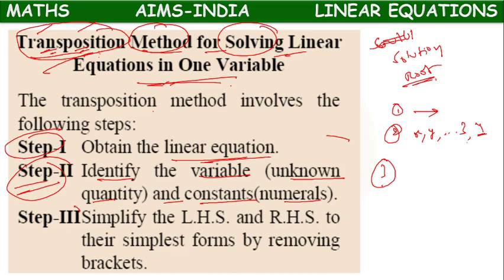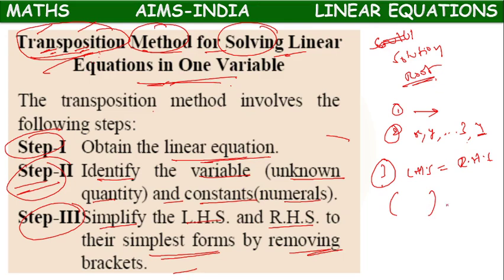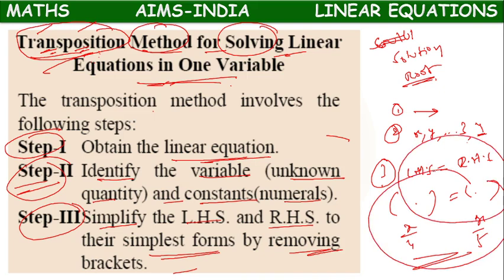Next, step 3, simplify the LHS and RHS to their simplest forms by removing brackets. So already we know LHS means left hand side, RHS means right hand side. If there are any brackets on the left hand side or right hand side, or if there are any fractions, we have to simplify them. So RHS and LHS, both we have to simplify by removing the brackets.